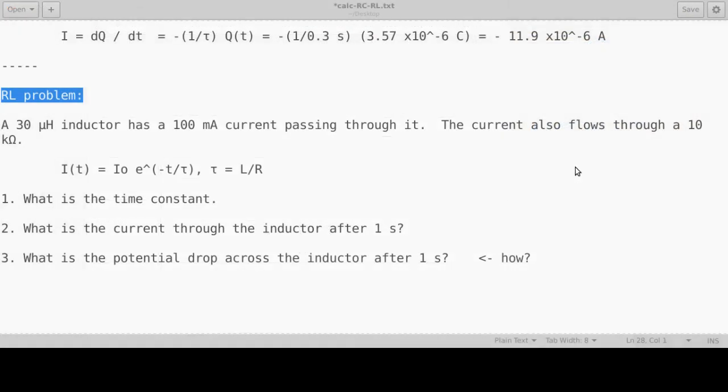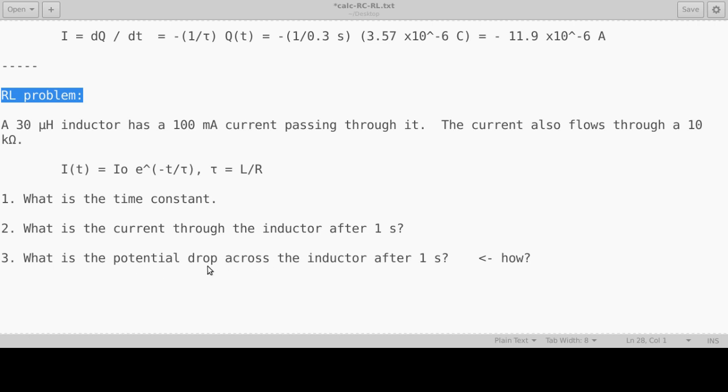All right, so let's switch back to the whiteboard. We have here a 30 microhenry inductor that has 100 milliamps of current passing through it. Somehow I've prepared my inductor with some current passing through it. The current also flows through a 10 kilo ohm resistor, and then I answer these questions. What is the time constant? What is the current through the inductor after 1 second? And what is the potential drop across the inductor after 1 second?